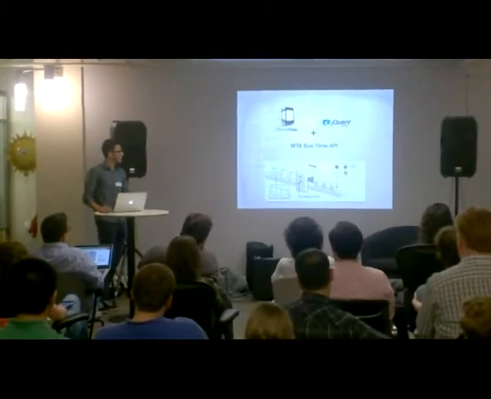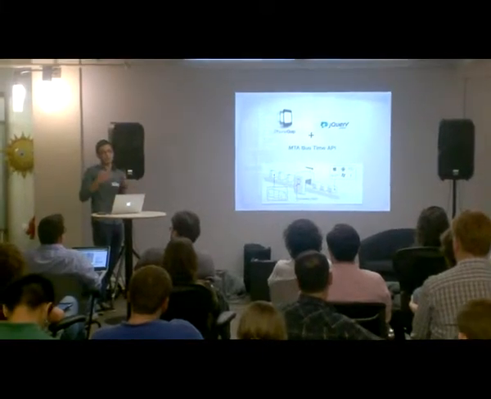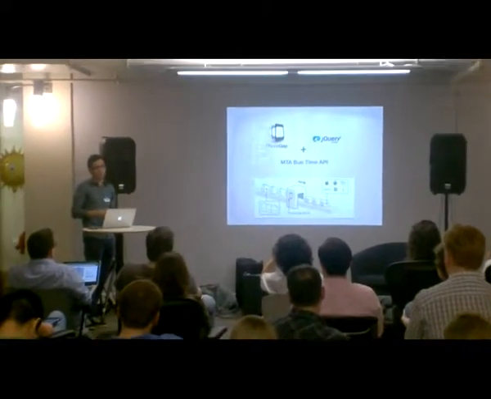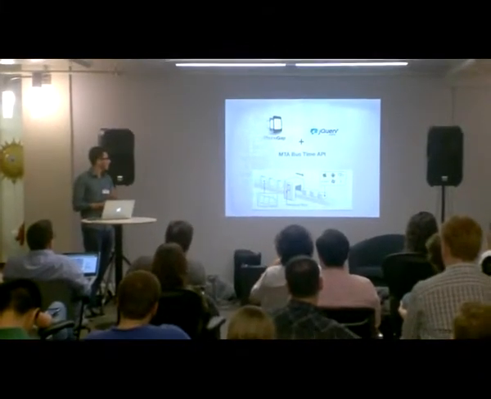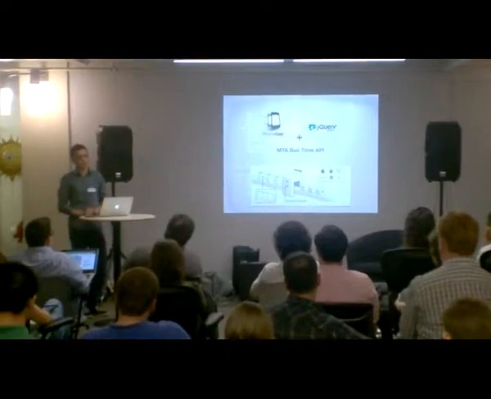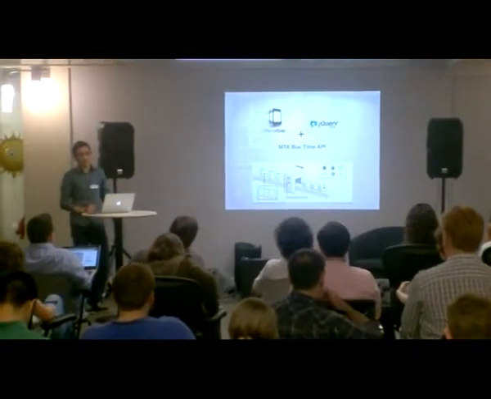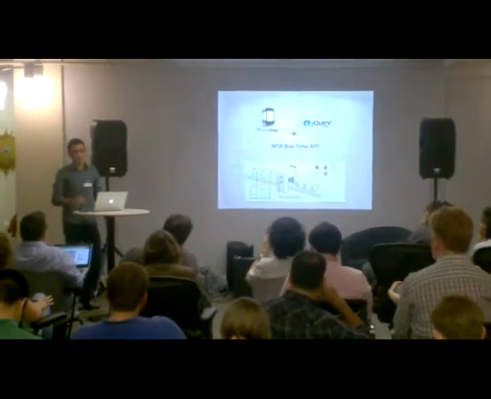jQuery Mobile is a touch-optimized web framework, so it allows you to create responsive web apps, and using PhoneGap, you can convert it to an actual mobile app. And the MTA Bus Time API is a developer API. It's completely free. You can go online, get the API, and use it to access information about buses within New York City.